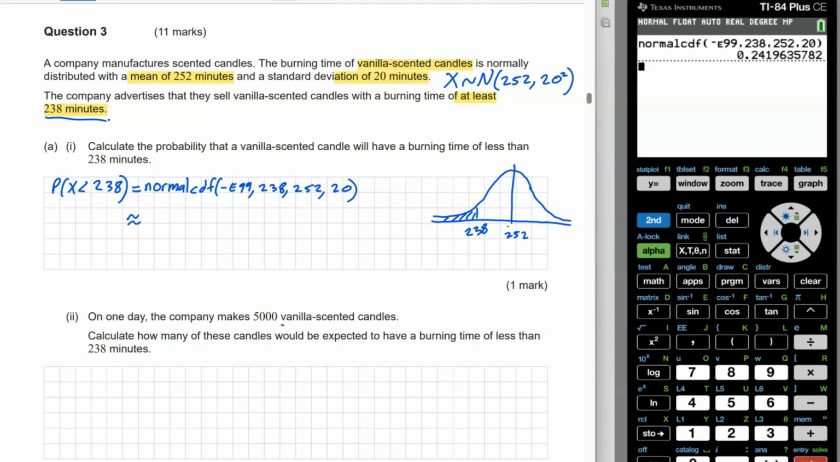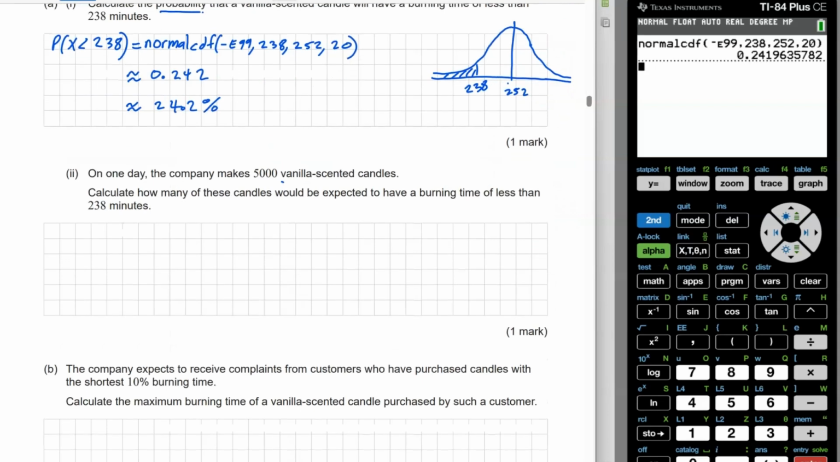Okay, we'll keep 3 decimal places here, so 0.242. And because we're saying probability, we're going to say that's approximately equal to 24.2%. So 24.2% of candles don't burn more than 238 minutes on average. Let me just fix this up, it looks a bit messy.